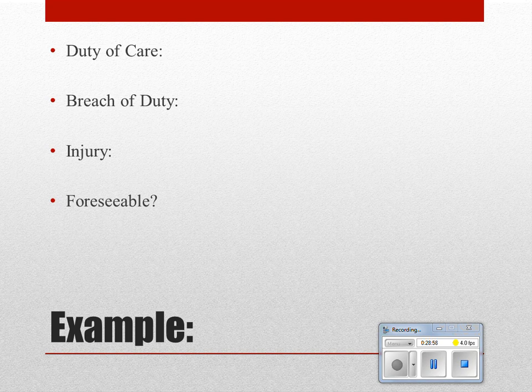And what happens to him? Okay, he gets hit in the head and he receives a concussion or something. He's out of work for a week because of it. So we have kids playing baseball in their street. Do we have a duty of care? Do those kids owe their neighbors and the people that live in that location a duty of care?